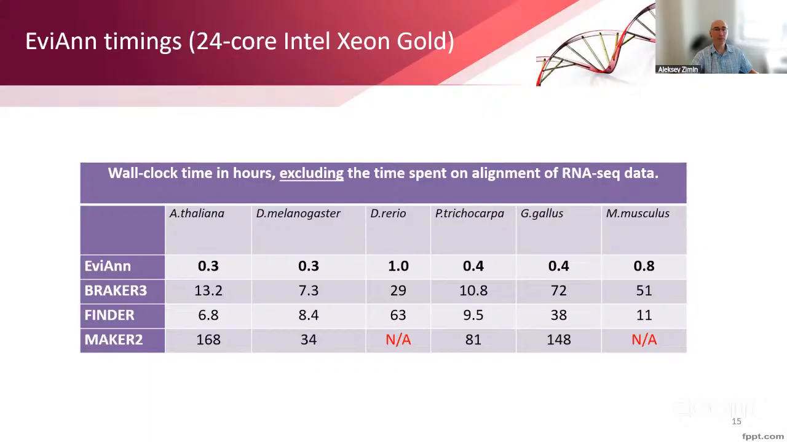Of course, this performance is largely due to efficient algorithms designed by other people used inside EviAnn. And I would like to specifically note MiniProt, designed by Heng Li. EviAnn uses MiniProt to create spliced alignments of proteins to the genome, and that's key in this quick performance of EviAnn. This software, designed by Heng Li, is MiniProt.